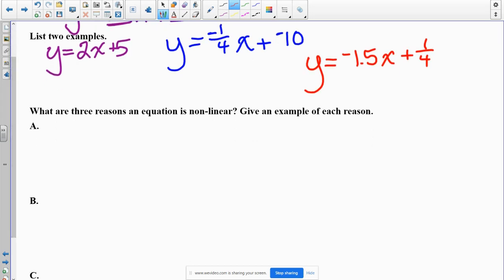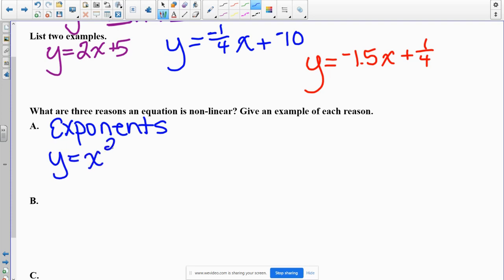Some examples of when they're not written as y equals mx plus b, but they're still functions, is when there are exponents. So notice on the equation that we have done, y equals mx plus b, there are no exponents higher than 1. So here's an example of an exponent equation that's not linear. It's still a function, but not linear. So let's go y equals x squared plus 2. Okay, this exponent throws it off.